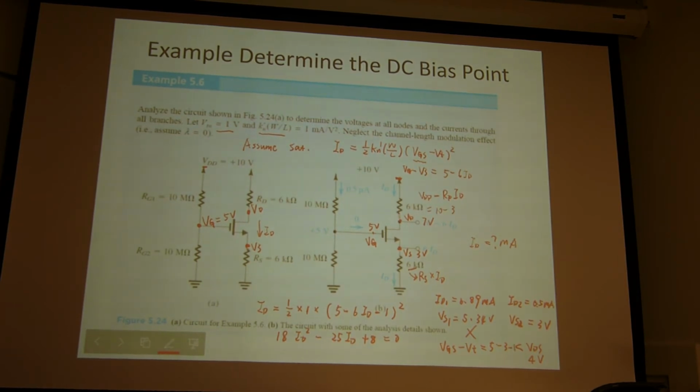Minus VT. So you will see that this is indeed in the saturation. You need to verify this. So then this is a valid solution, and this is the saturation region. We assumed it to be saturation. Yes. Could be triode as well.